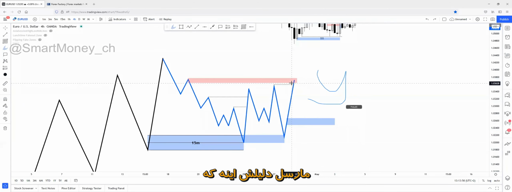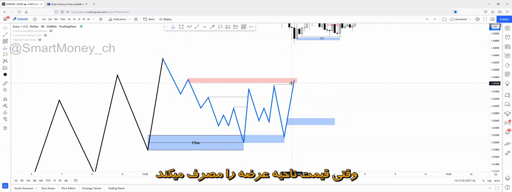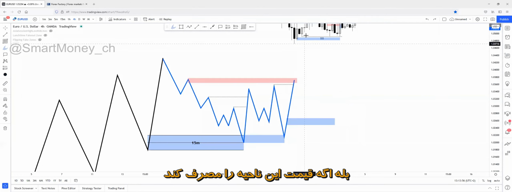And the reason for this is that when you mitigate this zone, the supply will take control. If price mitigates this zone and it reverses, this is why it's dangerous. Exactly. If price reverses on the supply zone, then supply will be in control, so you can't trade the demand side of the market, because supply is in control and you want to trade the controlling side.